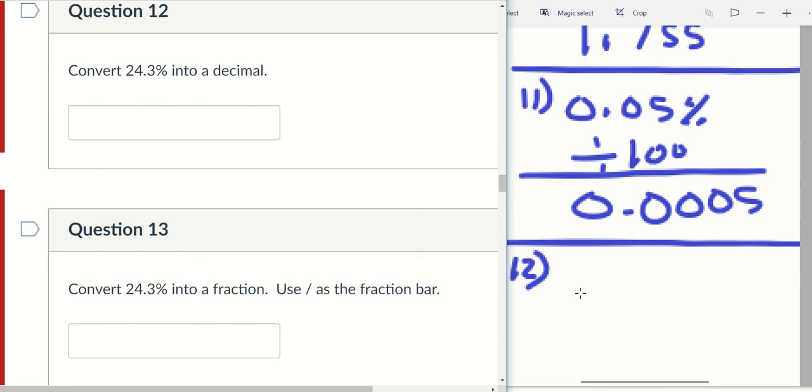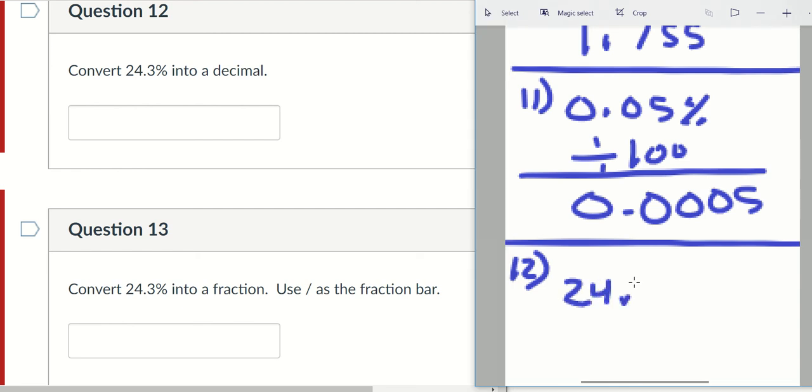.3% into a decimal. 24.3, still dividing by 100. So that gives us 0.243.